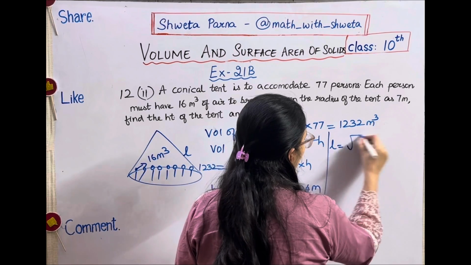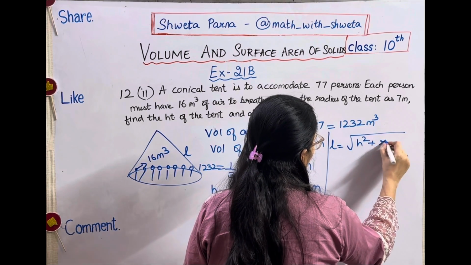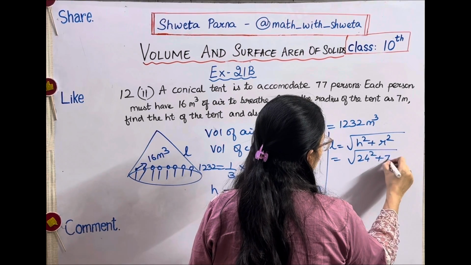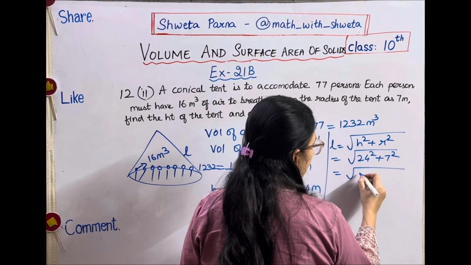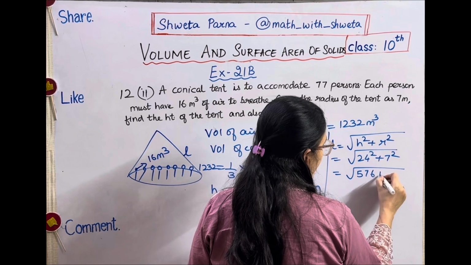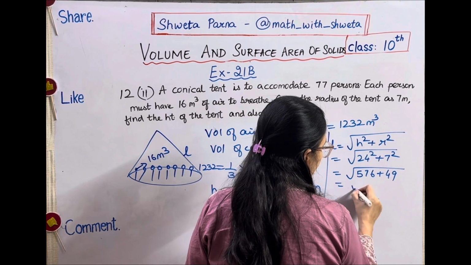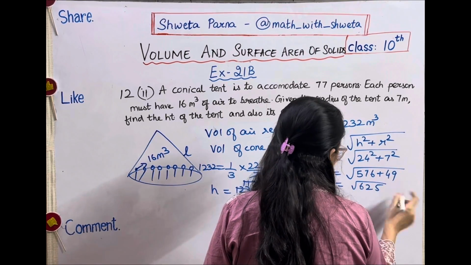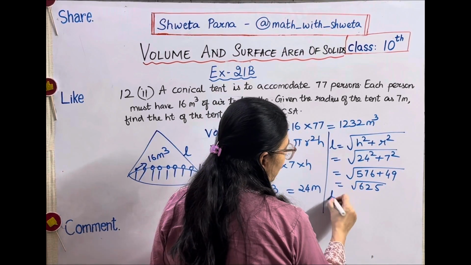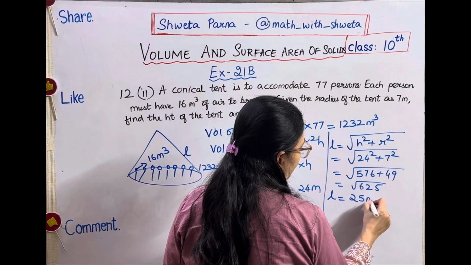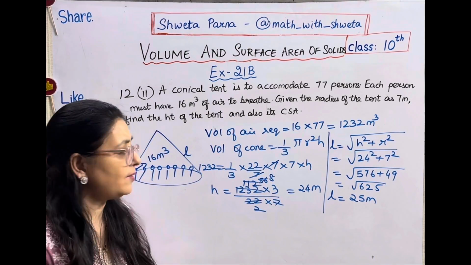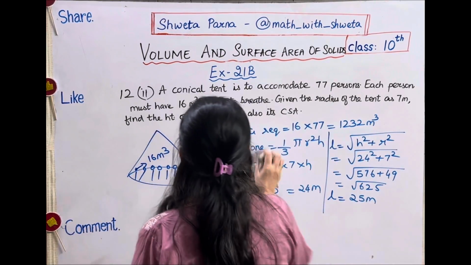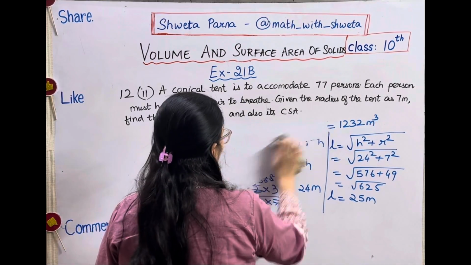L is square root of h square plus r square. What is h? 24 square plus 7 square, which is 576 plus 49, which is 625. Okay. So what is L? L would be 25 meters. Square root of 625 is 25 meters. Now let's find the curved surface area. So what is the formula? It is pi r L.